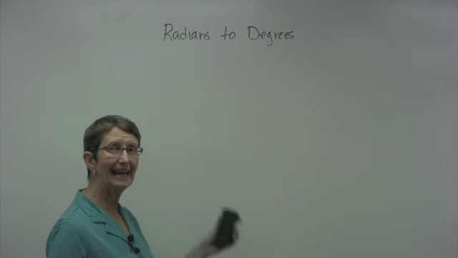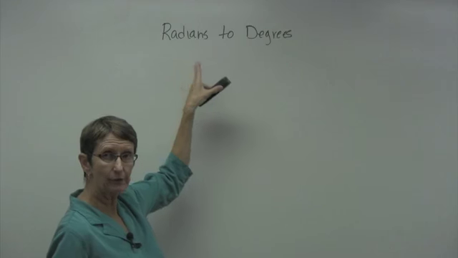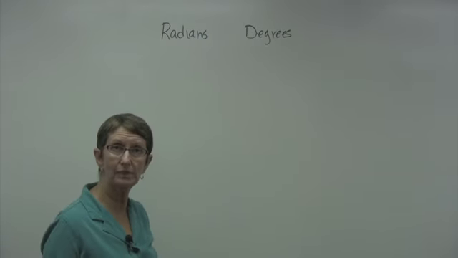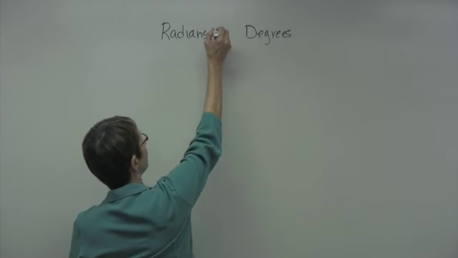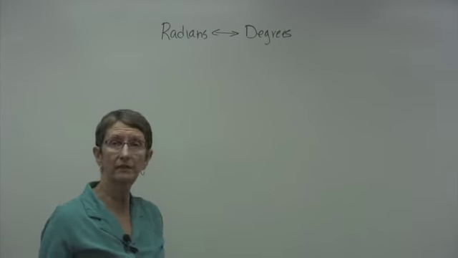What we're going to look at now is radians and degrees together. So we're going to take angles in radians and change them to degrees, and then we'll take angles in degrees and change them to radian measure. So I'm going to put an arrow that goes both ways. So let's start off with degrees.